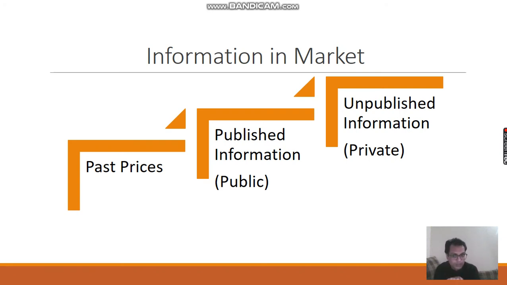The first is historical prices of stocks. The second is published information, or in other words, public information, like the information about the sales of the company, profit of the company, assets of the company, the information that is shown in the financial statements of the firm. The third is unpublished information or private information.